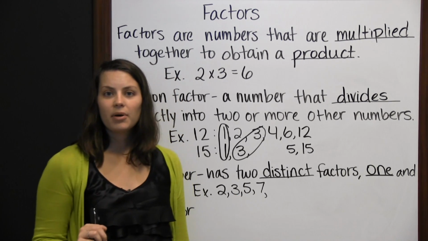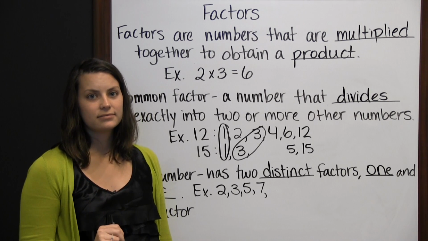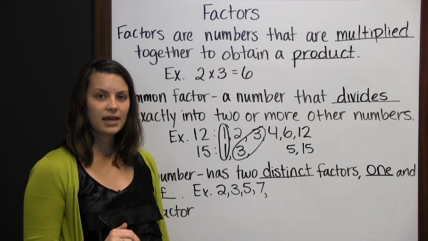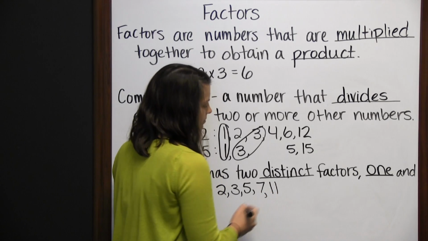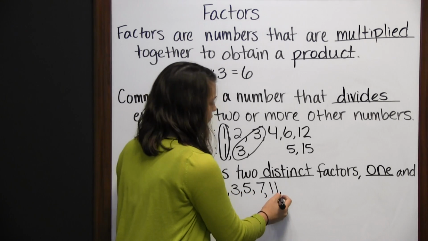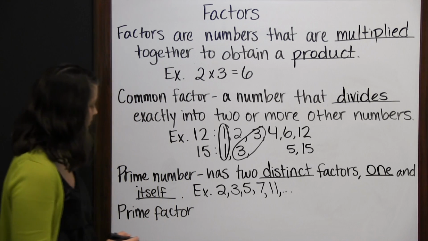9 would also be composite. 1 times 9 is 9, 3 times 3 is 9. 10 would also be composite. 1 times 10 is 10, 2 times 5 is 10. 11 would be prime. 1 times 11 is 11. And so on and so forth. There are an infinite number of primes.